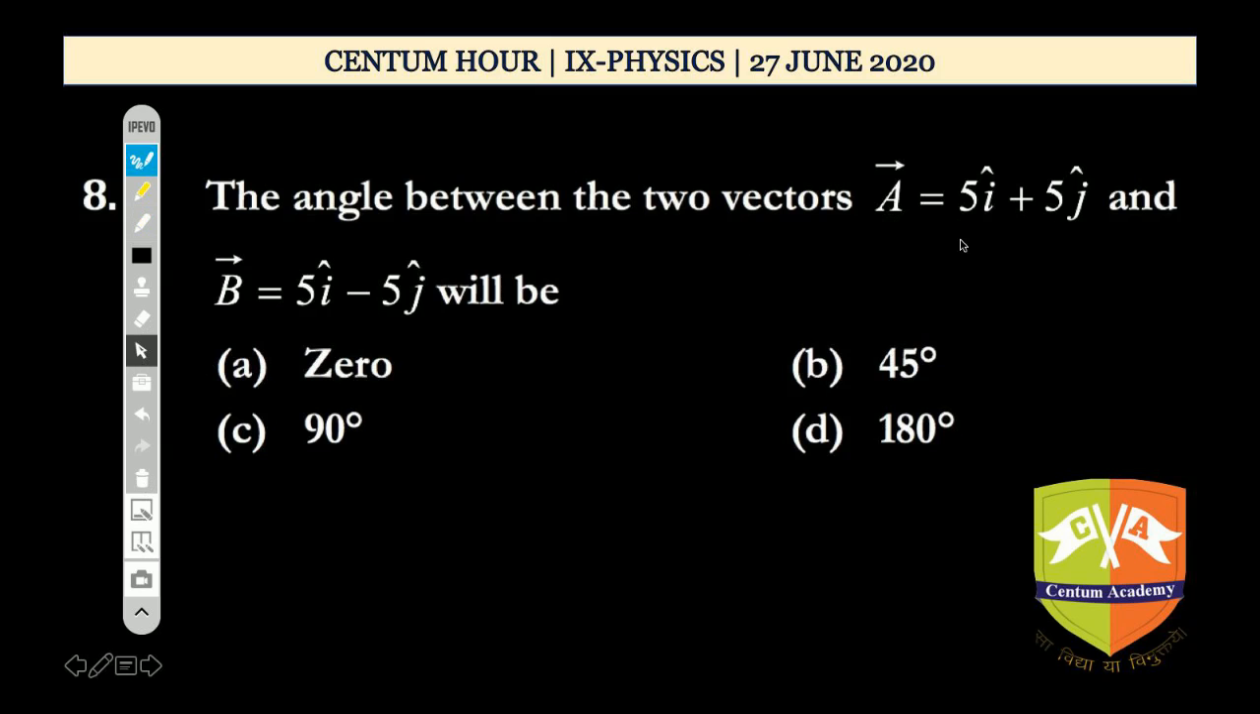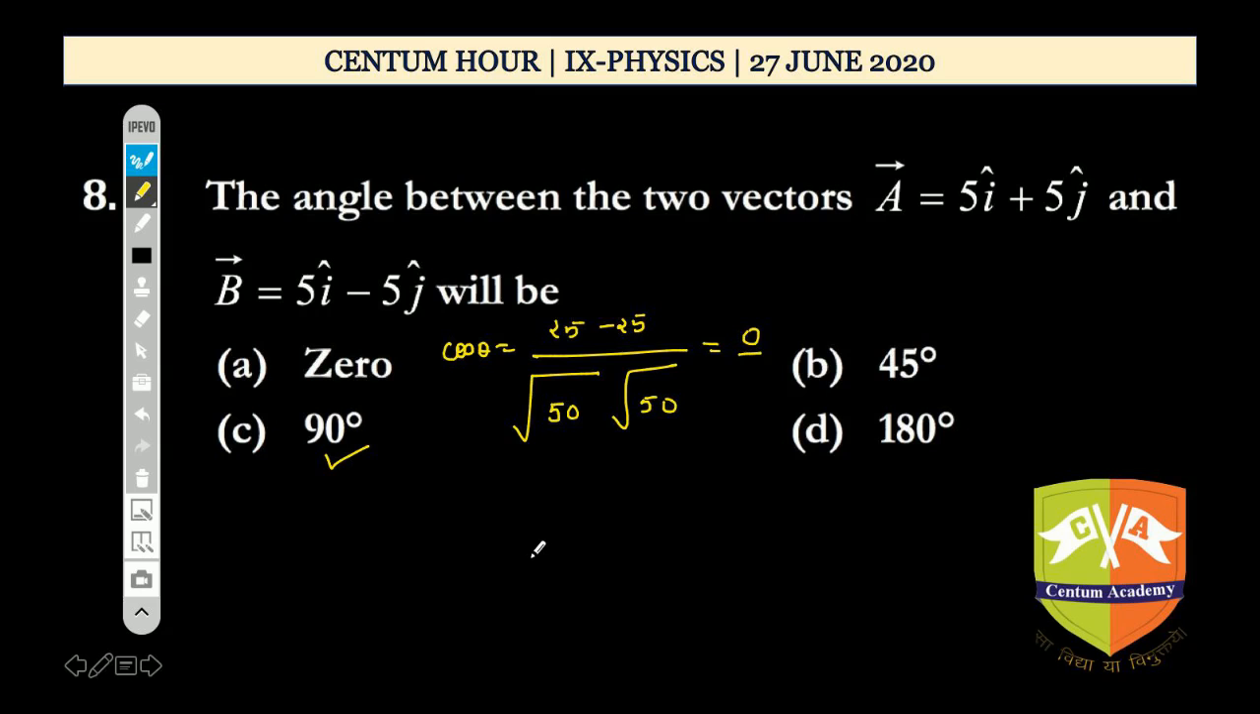Monisha, see, they are talking about the angle between two vectors. So we'll go for cos theta is equal to the dot product divided by their individual magnitudes, right? Cos theta is the dot product of the two vectors, 25 minus 25, divided by their individual magnitudes, 25 plus 25, 50. Anyway, the answer is 0. So cos theta is 0 at 90 degrees. Got it?